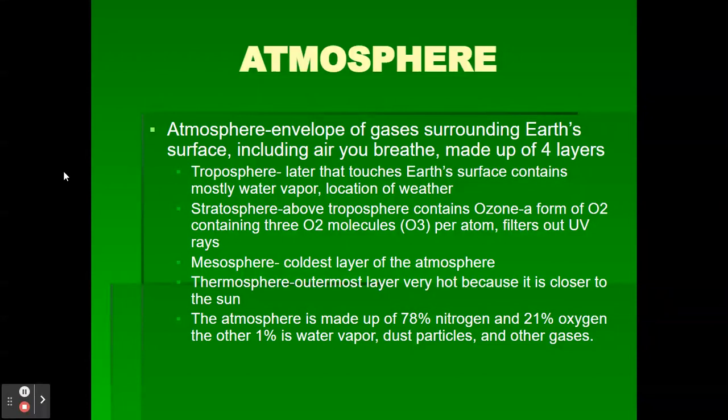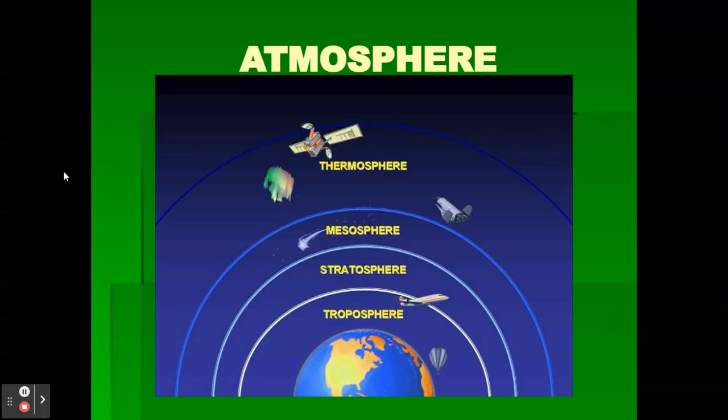Our atmosphere is composed of 78% nitrogen, 21% oxygen, and 1% of every other gas that ends up making up the atmosphere. And that could be water vapor, dust particles, ammonia, carbon monoxide, so many other gases, they're all there.